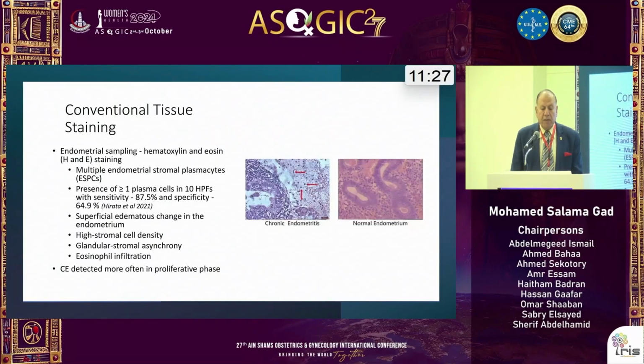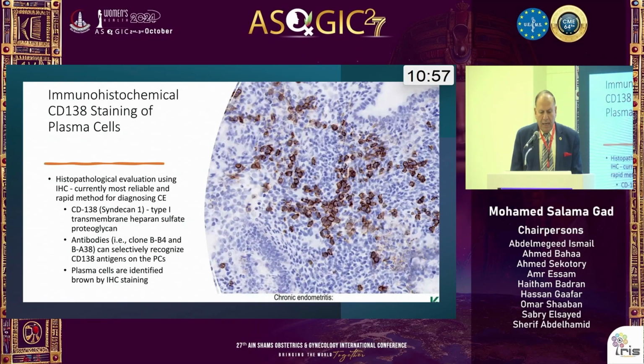the secretory phase. The conventional tissue staining is very nice using the basic hematoxylin and eosin staining, and there will be multiple endometrial stromal blastocysts. But if we are going to take a biopsy, it is better to take it from the lateral uterine wall or just above the cervical canal.